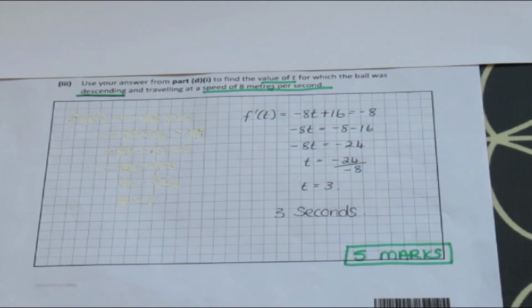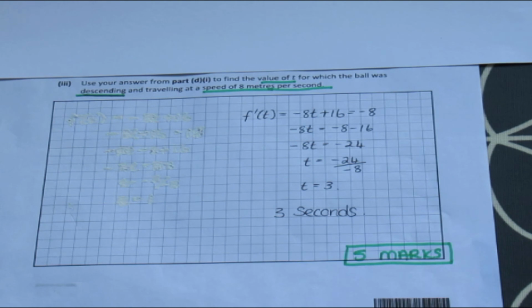And lastly, looking at part 3 of section D, they say use your answer from part 1 as well to find the value of t for which the ball was descending and travelling at a speed of 8 meters per second. The equation we get from the first derivative in an application or a context like this describes the speed of the object. So the original function that we had at the very start represents the height or the distance from the pitch in terms of time. The first derivative, which is what we have here in front of us, minus 8t plus 16, that represents the speed of the sliotar as we go through the time that it's in the air.